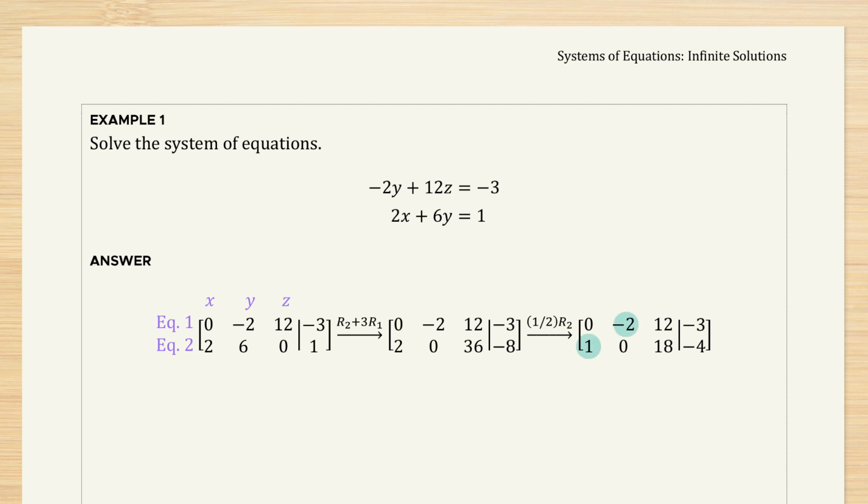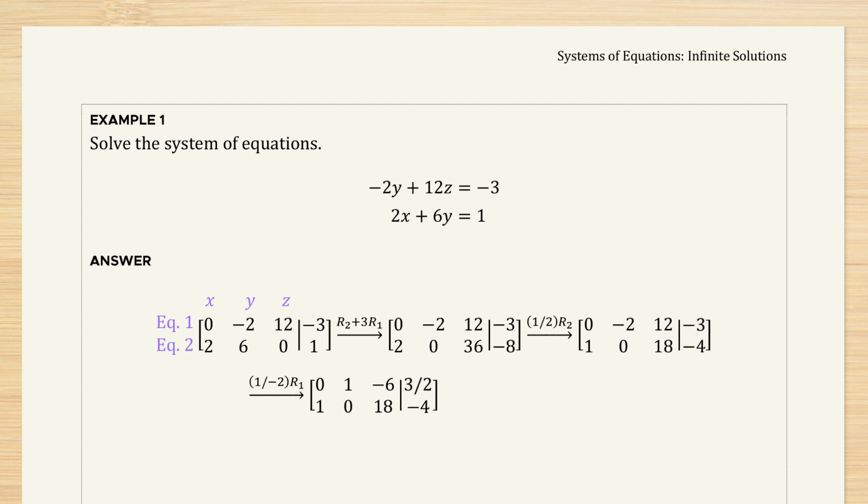The leading non-zero in each row has zeros everywhere else in those columns. Let's start getting leading ones. In the first row, if we divide all the entries by negative 2, we get a leading 1. Let's go 1 over negative 2 multiplied by row 1. 0 over negative 2 is 0. Negative 2 over negative 2 is that leading 1 that we want. 12 over negative 2 is negative 6, and negative 3 over negative 2 is 3 over 2.